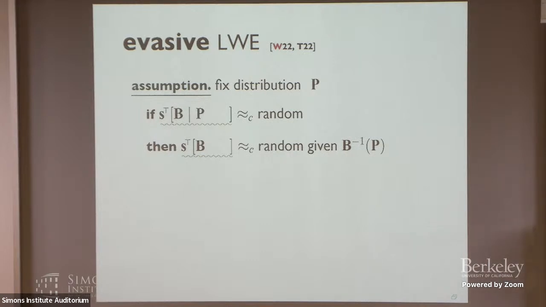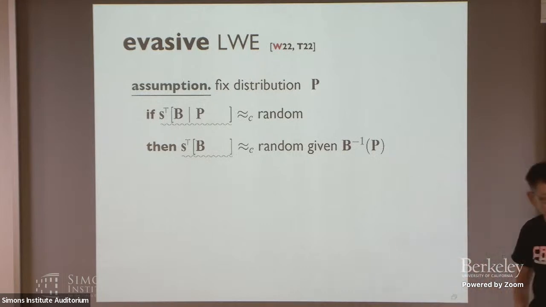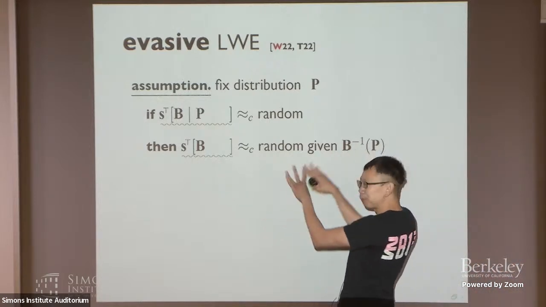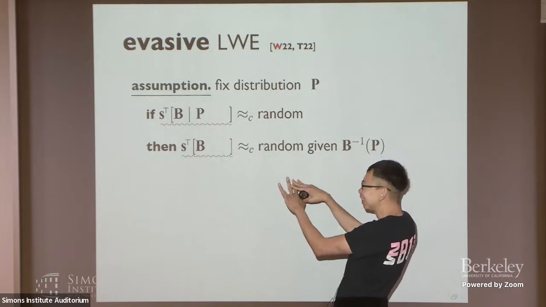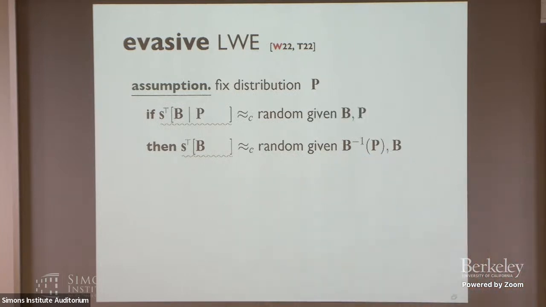Given some distribution P, where P corresponds to this A minus tensor G in our application, the assumption says that if SB plus E and SP plus E prime are pseudorandom, then SB is pseudorandom given B inverse of P. So it captures the idea that if you're given this expression and this expression, and if you multiply them together they are pseudorandom, then if you separate them, it's still pseudorandom. And we need this to hold given B and P.